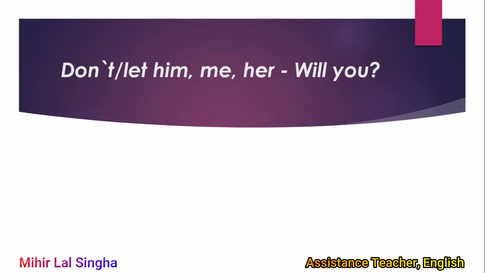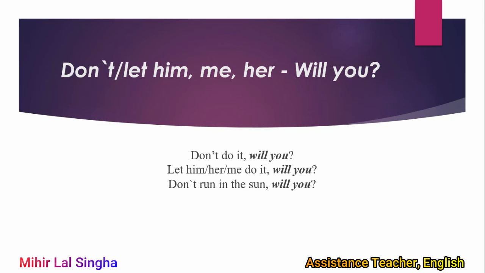If there is don't, let him, let me, let her in the given statement, the answer will be will you. Let's have a look at some examples. Don't do it. Will you? Let him, her, me. That means let him, let her, let me do it. The answer will be will you? Don't run in the sun. Will you?